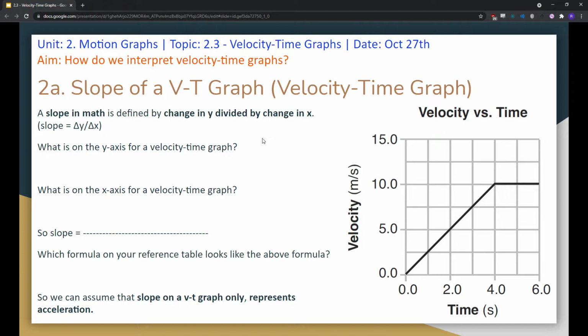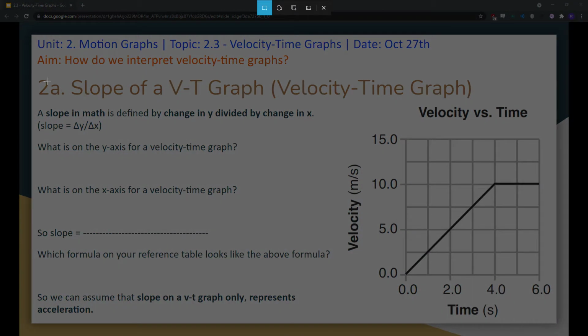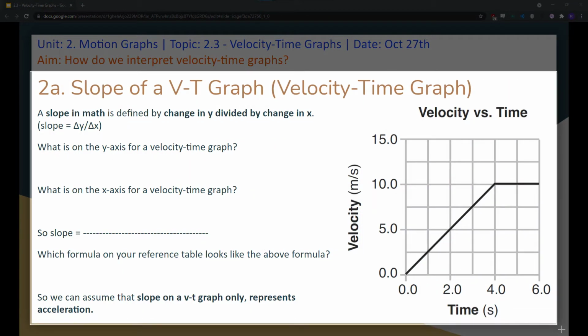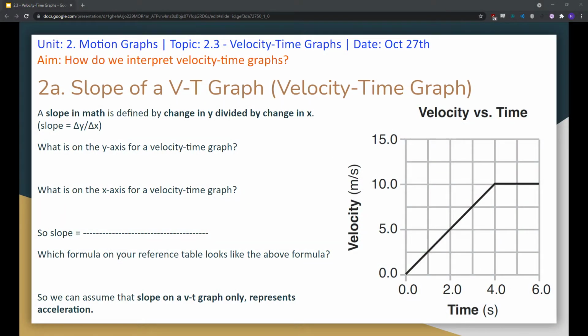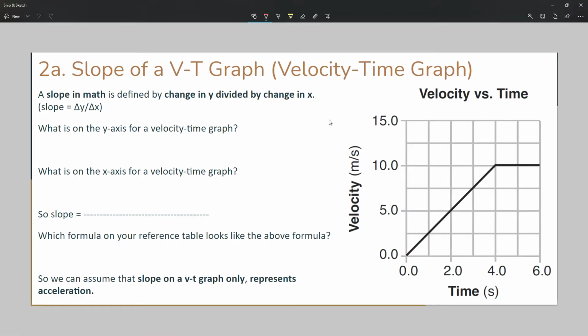So, like what we learned in PT graphs, the slope of a VT graph tells you something. Now, the slope of a VT graph does not tell you velocity, because that's only for a PT graph. We learned that in PT graphs, the slope tells you velocity. But slopes in VT graphs do not tell you velocity. They tell you something different.